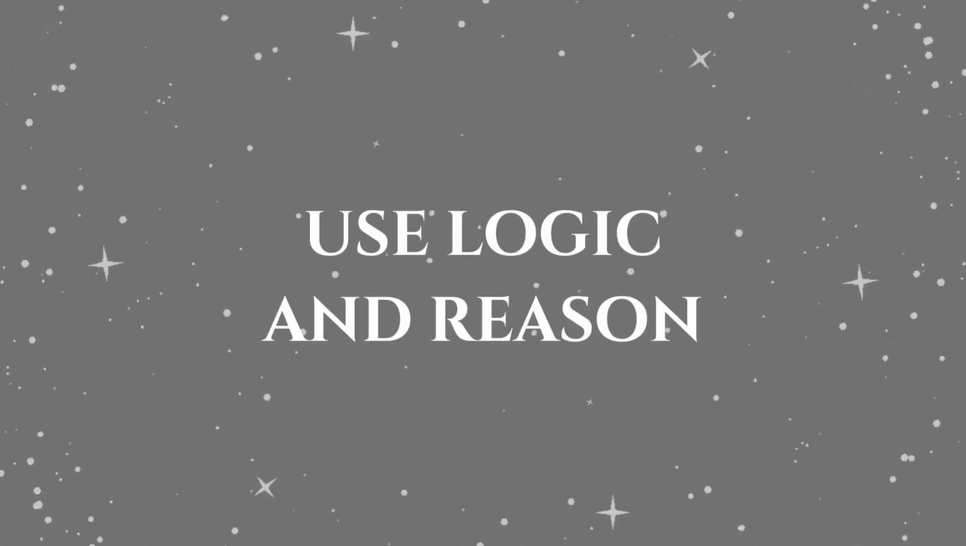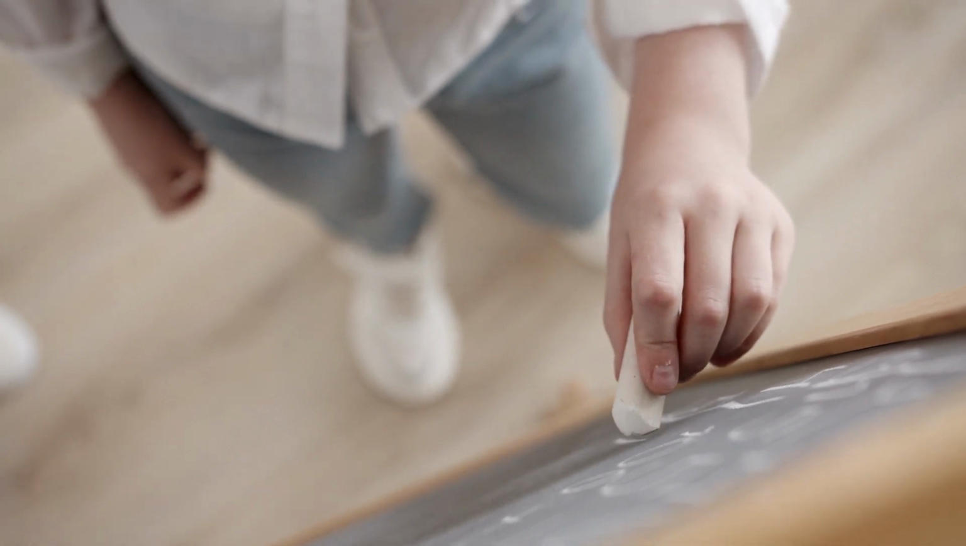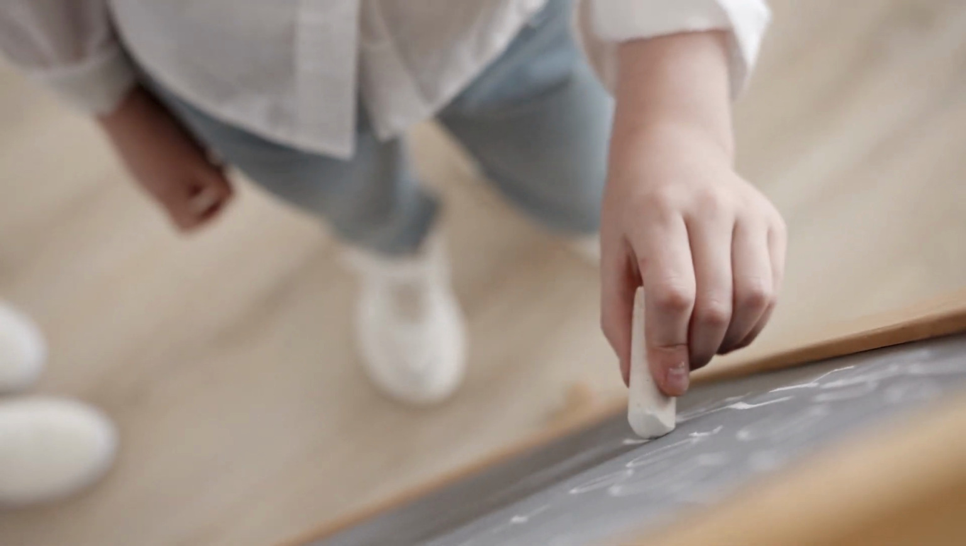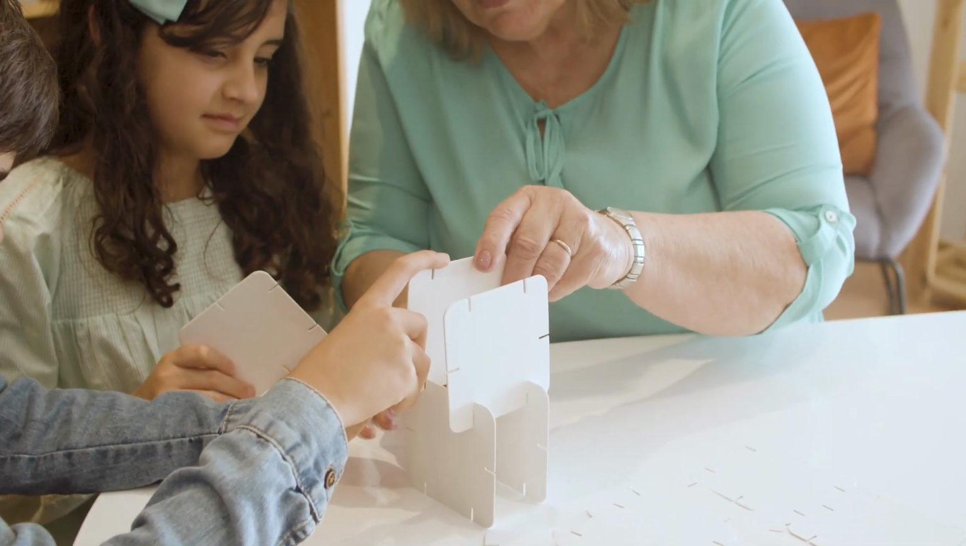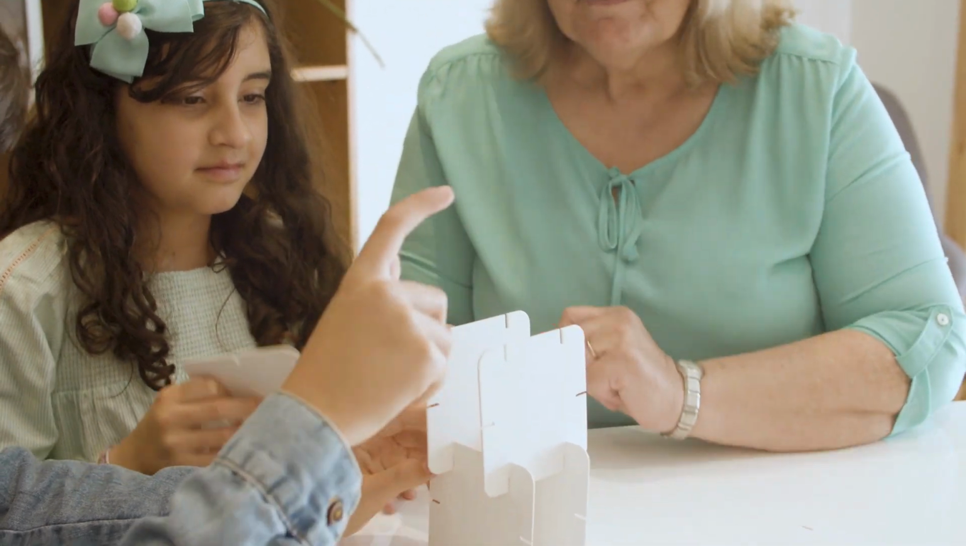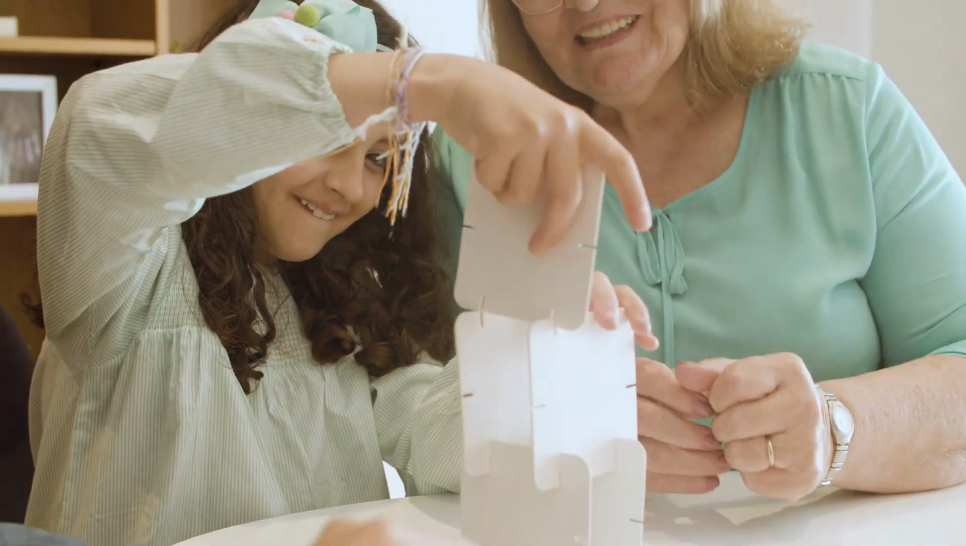Use logic and reason. Use logic and reason to evaluate the information and come up with possible solutions. Consider the pros and cons of each option. Using logic and reason means applying critical thinking skills to evaluate information and ideas in a logical and systematic way.